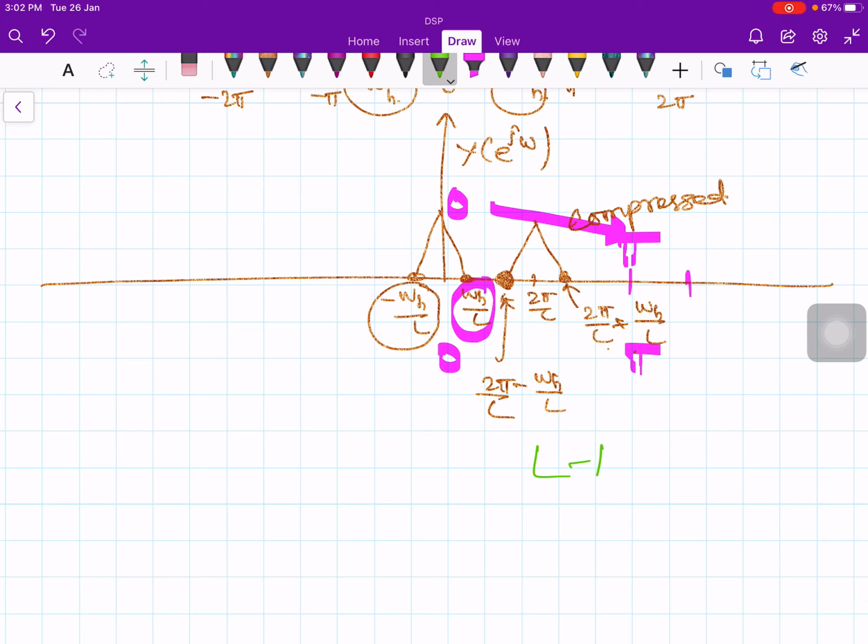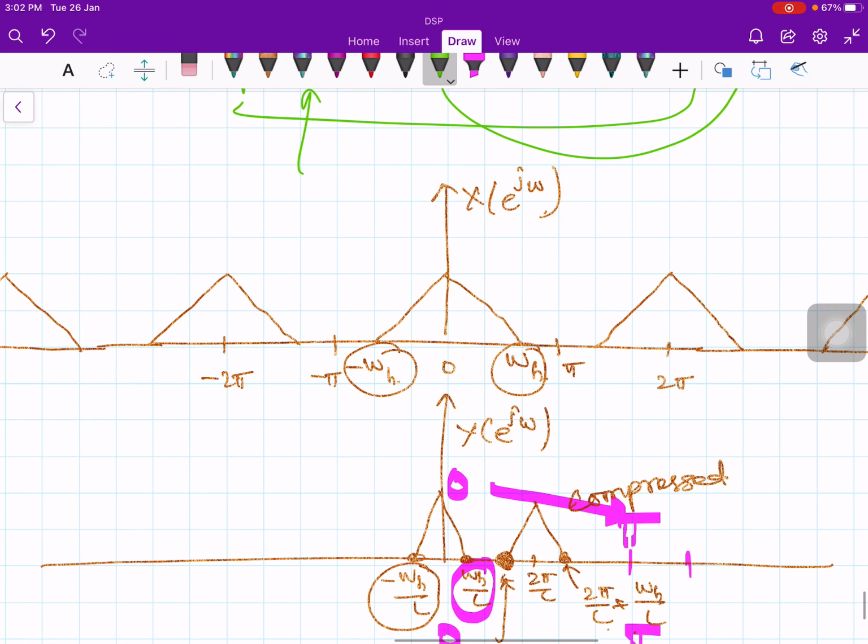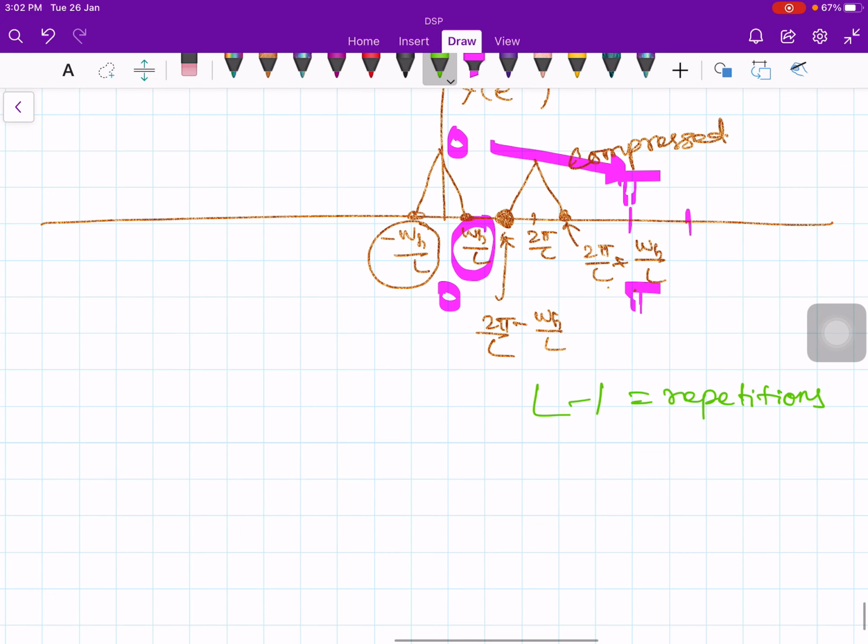So what existed between minus omega h and plus omega h is now compressed to minus omega h by L and plus omega h by L. Therefore I have L minus 1 repetitions, whereas from minus pi to plus pi there was only one sample here, only one repetition. In the upsampled version you get repetitions from 0 to pi, and your basic range of vision has multiple copies of this spectrum, and this creates a problem in upsampling.